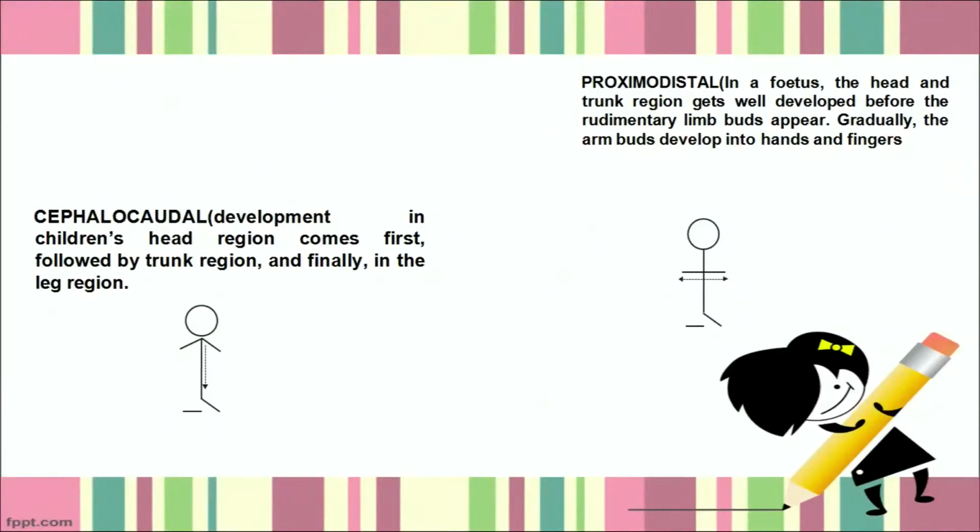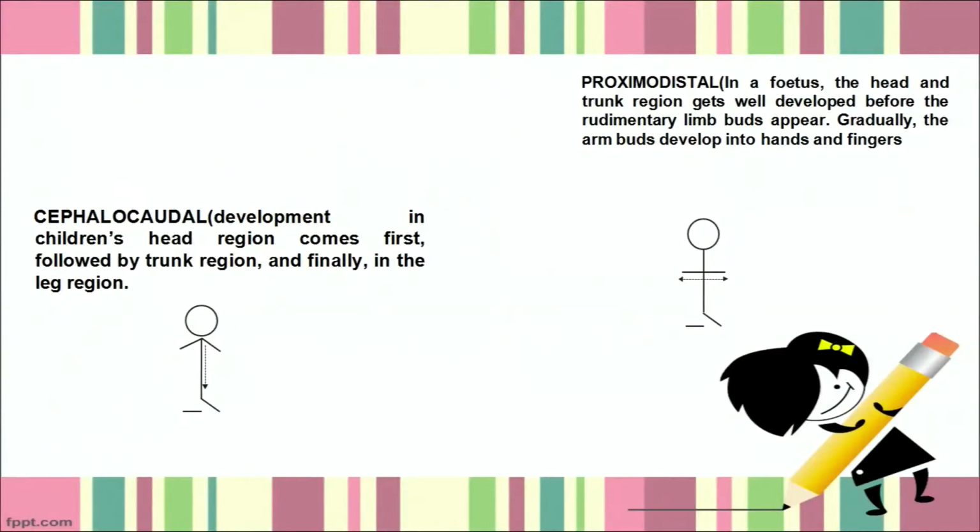Now, what is meant by that? Cephalocaudal means head to tail. That means the development in the head region comes first, followed by the trunk region, followed by the leg region. That's the pattern that is followed across all the children.